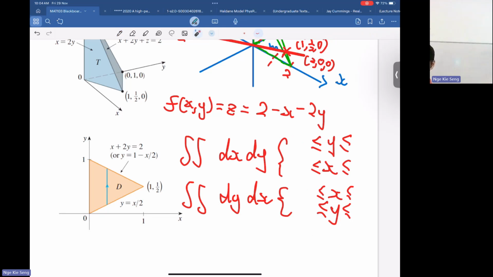If you're going to integrate dx dy, how do you fix your y? Your y should be fixed by a number first. Good. Only then you decide x with respect to y. So x with respect to y is what? x going from where to where? x equals 2 minus 2y. And on the other side, x equals 2y. Which one is the upper bound and which one is the lower bound? Which one is greater, which one smaller?